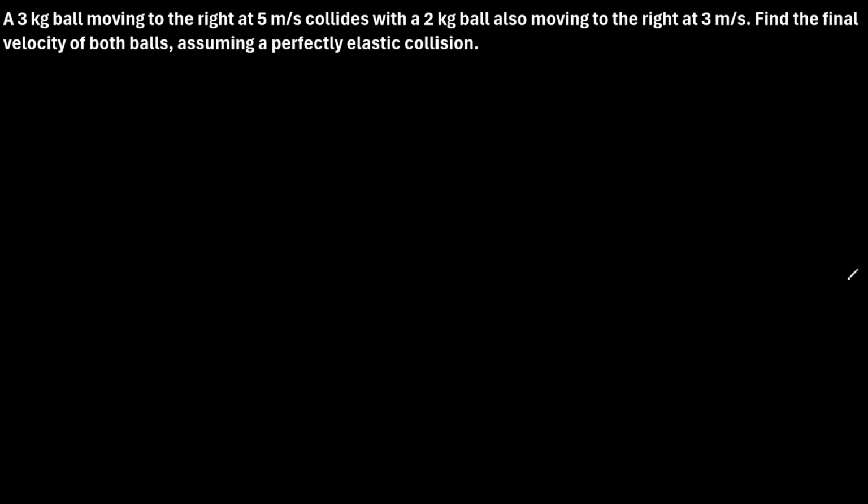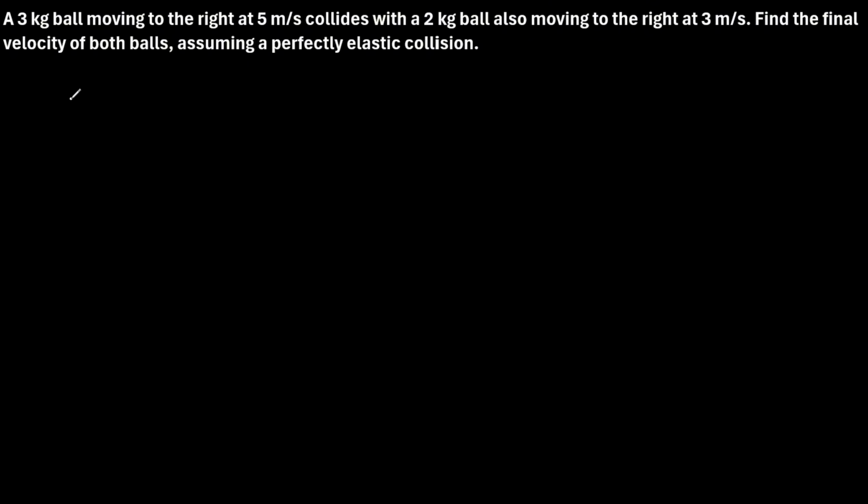In this video, we're going to walk through a practice problem in physics that involves an elastic collision in one dimension. So let's jump right into this example. It says a 3 kilogram ball moving to the right at 5 meters per second collides with a 2 kilogram ball also moving to the right at 3 meters per second. Find the final velocity of both balls, assuming a perfectly elastic collision.